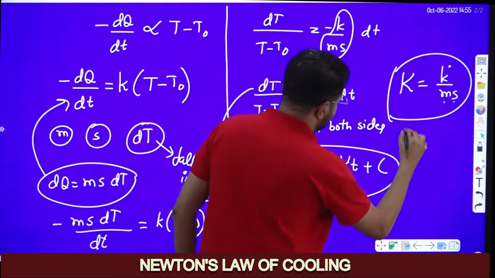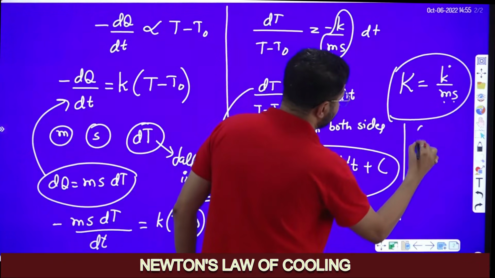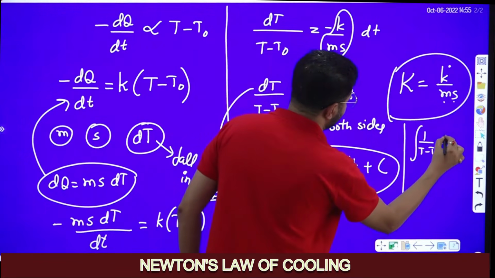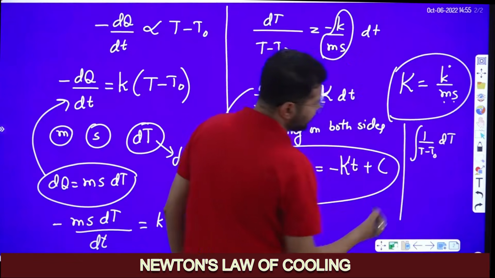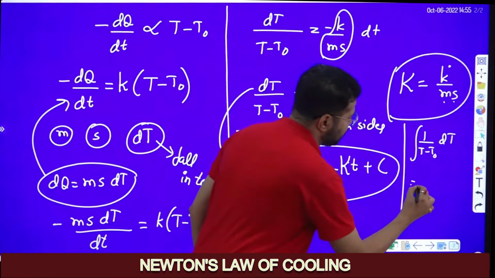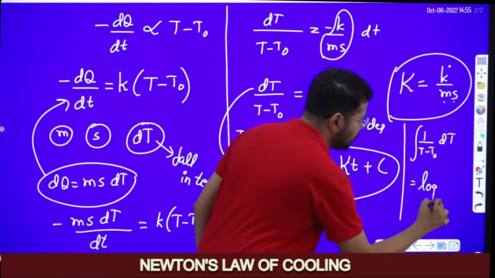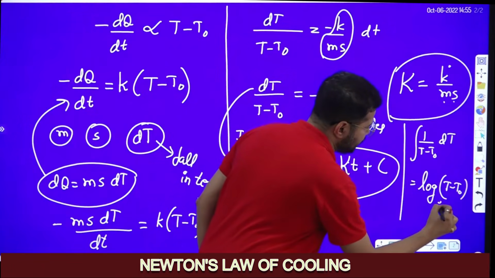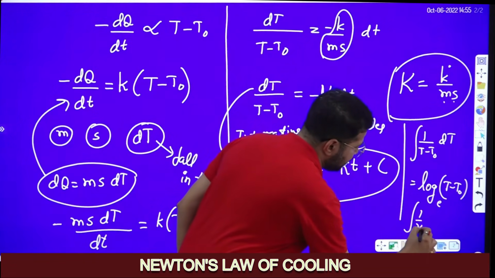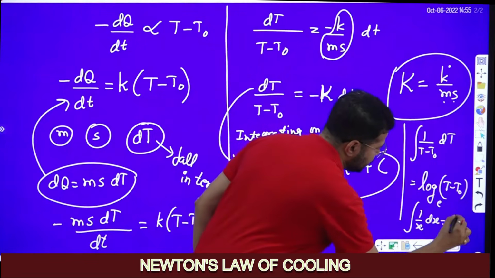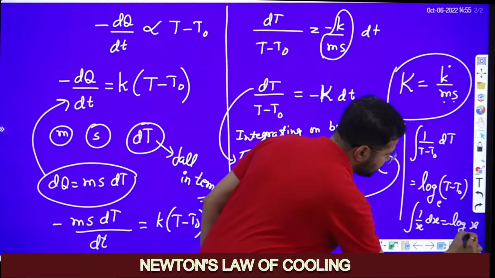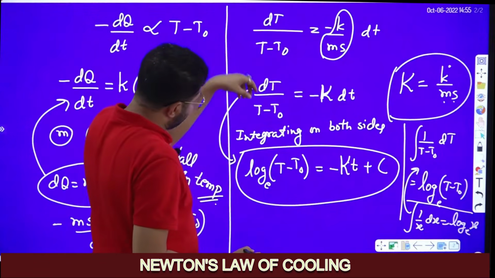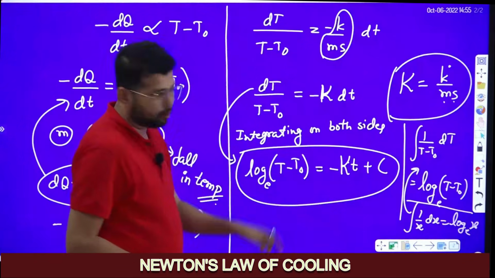I will write here: the integration of 1 by T minus T naught with respect to T is equal to log T minus T naught, because we know that the integration of 1 by x with respect to x is equal to log x to the base e. We have used the same equation. Hence the integration of 1 by T minus T naught is equal to log T minus T naught.